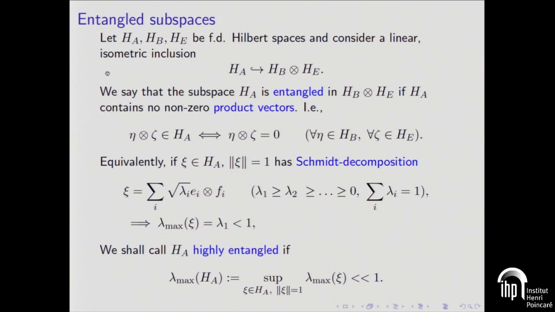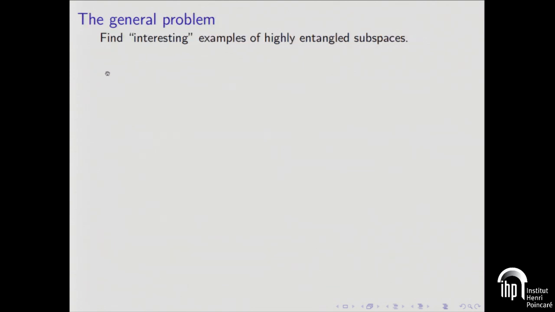What does it mean to be highly entangled? Well, there are many ways that you could try to characterize this. For our purposes today, I'm just going to say that a subspace is highly entangled if, when you look at your collection of all unit vectors inside your space HA, I demand that the supremum of the largest possible Schmidt coefficients for all such unit vectors be some number which is bounded away from, or strictly much less than, 1. So lambda max of HA is the maximal possible Schmidt coefficient that can appear in the unit sphere of HA.